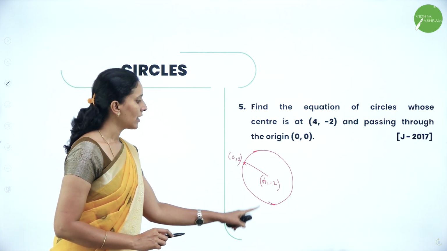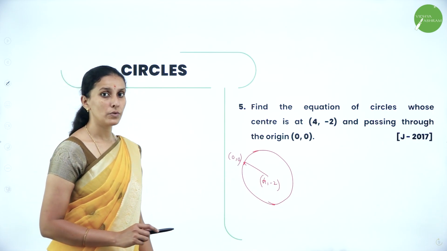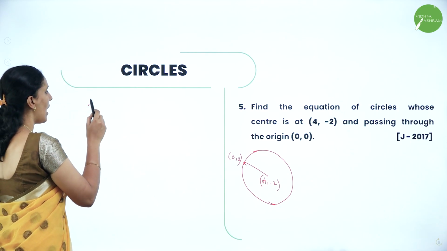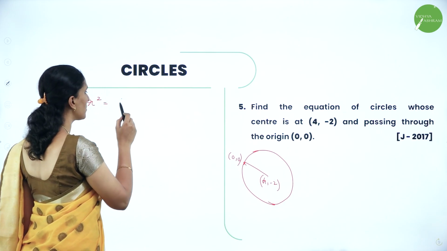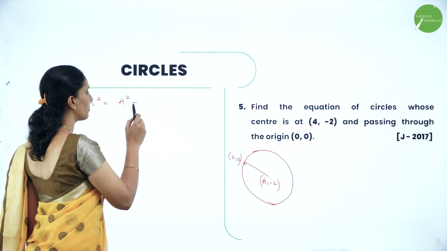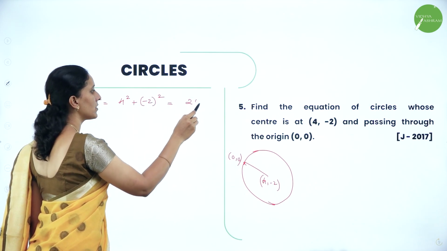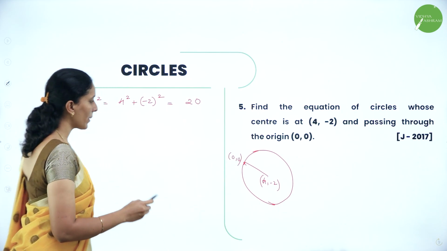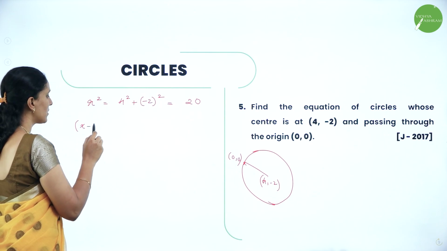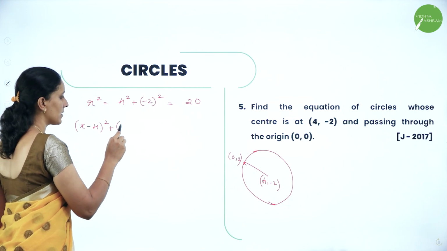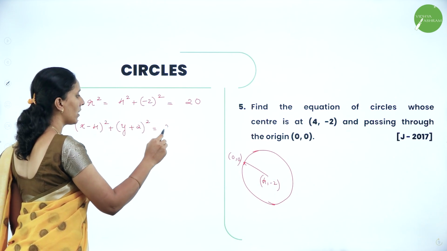So the distance, clearly, using the distance formula, is r square equals (4 - 0) whole square plus (-2 - 0) whole square. That is 4 square plus 2 whole square, so 16 plus 4, it is 20. And the center (h, k) is given. The general equation can be written as (x - 4) whole square plus (y + 2) whole square is equal to r square, that is 20.